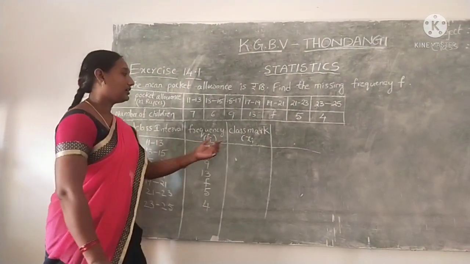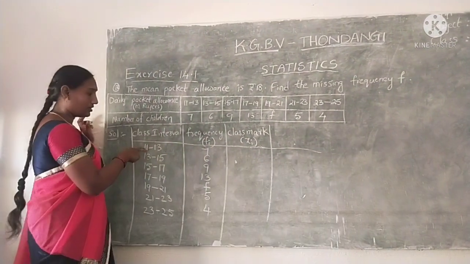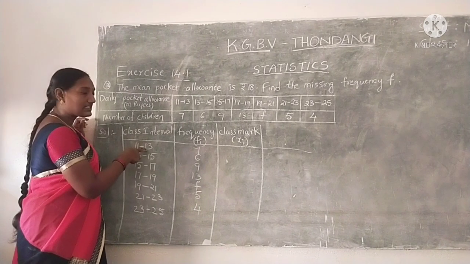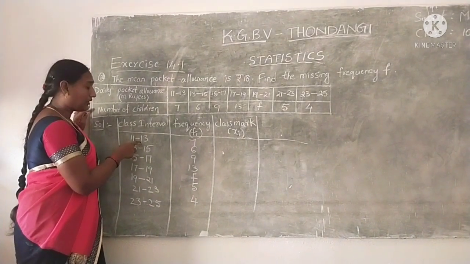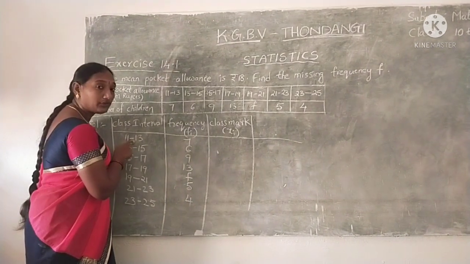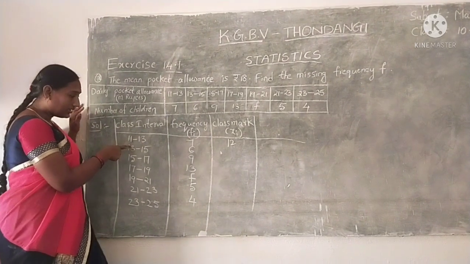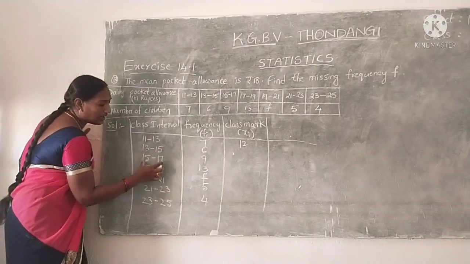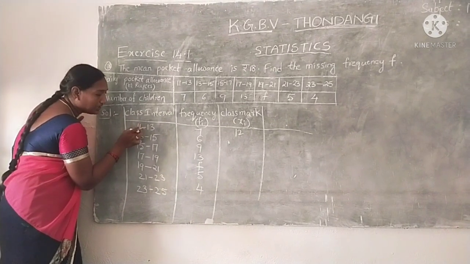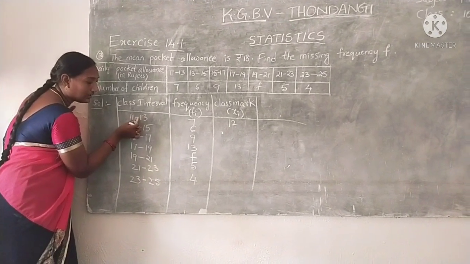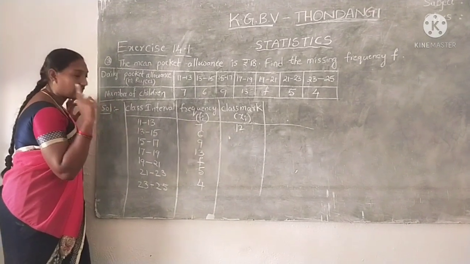So children, what is the class mark for the first class interval? 11 plus 13 is 24, the average of 24, that means 24 by 2 is equal to 12. Next, we can find the class mid values very easily. What is the mid value of 11 and 13? The mid value of 11 and 13 is 12.